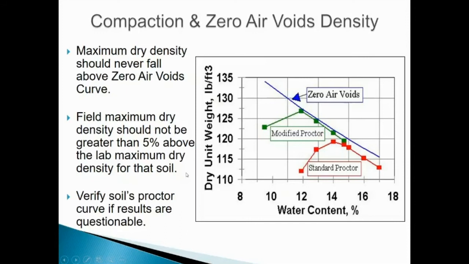So if you start seeing Proctor or nuclear density test results that show 105, 106% compaction when you're comparing to your Proctor, again, that is an indication to you that you are using an inappropriate Proctor curve for that soil, and you need to develop a new Proctor curve or find one that more closely resembles the soils that you are having in the field. So always verify your soil's Proctor curve if the results are questionable.